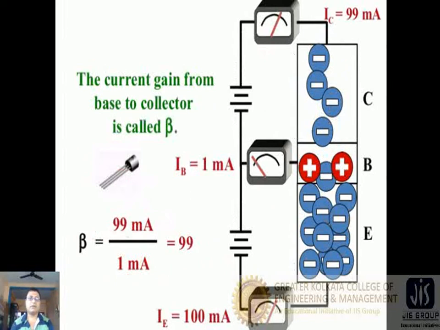The current gain from base to collector is called beta. Here we can take an example of how the gain can be calculated. If the collector current IC is 99 milliampere, the base current is 1 milliampere and the emitter current is 100 milliampere, then beta, the gain of the transistor, can be obtained by 99 by 1, which is 99, the forward gain of the transistor.